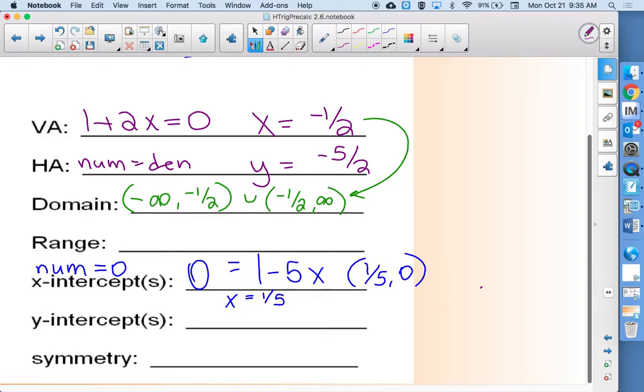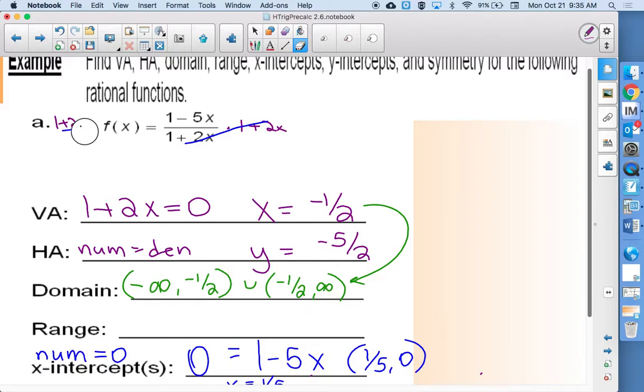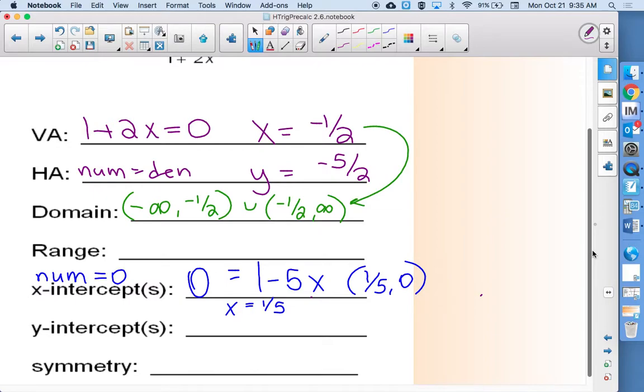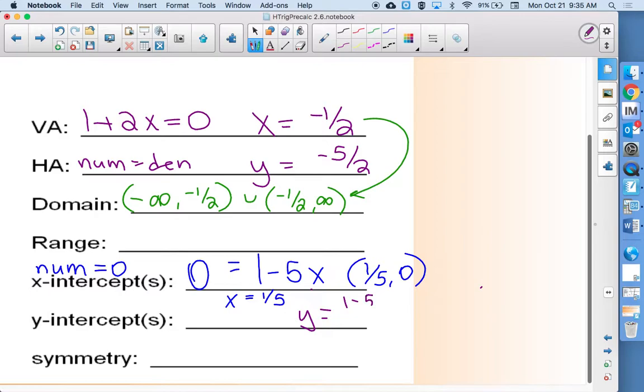The y-intercept. Garrett, how do we find a y-intercept? Is it just setting x equal to 0? Yeah, just setting x equal to 0. So going back to that original problem, changing all of the x's to make them 0, because we're solving for y. So Garrett, what would that make the y-intercept? Is it just 1? It's just 1. So x is 0, the y is 1.